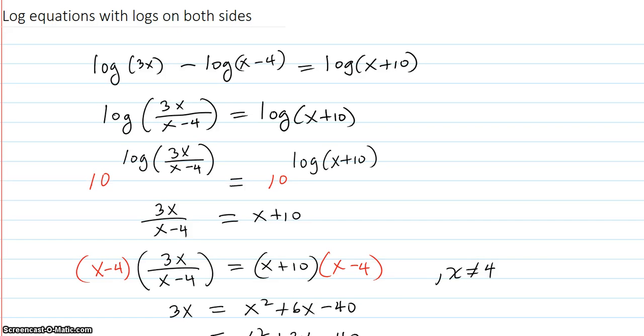Log equations with logs on both sides. And here's that type. So what are we going to do here? We're going to contract the left side to get it as a single log. It's a subtraction. We use the rule that the log of a quotient is a subtraction of the logs.